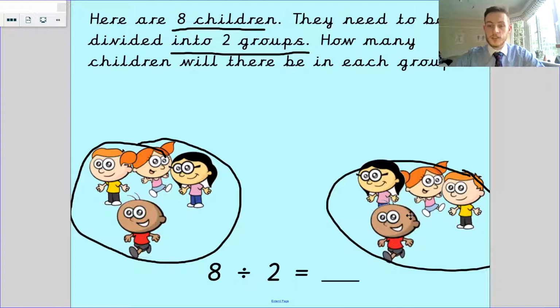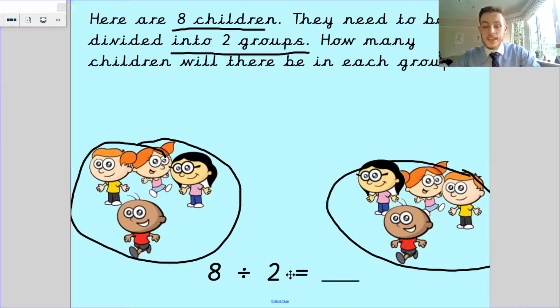The final question is asking me how many are in each group. Because I've equally split them, I haven't got any children left over. I know that this group is the same as this group. So how many children do I have in each group? I've got 1, 2, 3, 4. I've got 4 children in each group. My answer is 8 divided by 2 is 4.